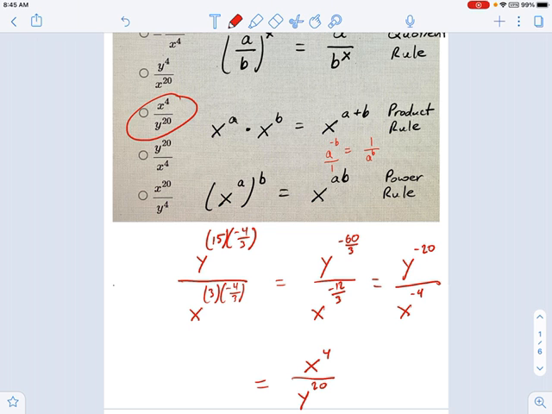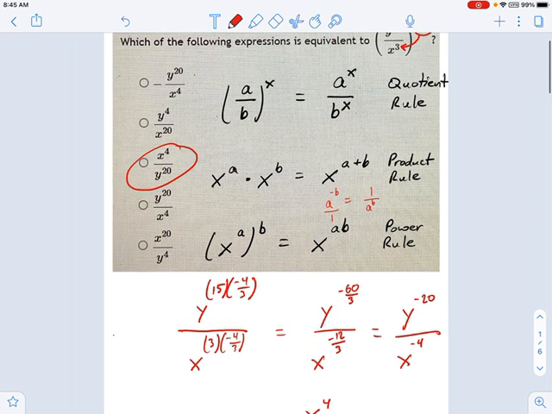Okay, so a couple of rules, just to review, that would be really useful if you had memorized. You've got the quotient rule, product rule, which we didn't end up using. Power rule is very good. And then also what negative exponents mean. That will come up from time to time.